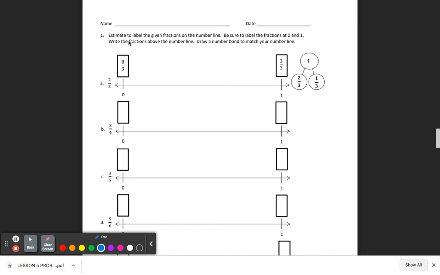It says, estimate to label the given fractions on the number line. Be sure to label the fractions 0 and 1. Write the fraction above the number line and then draw a number bond to match your number line.